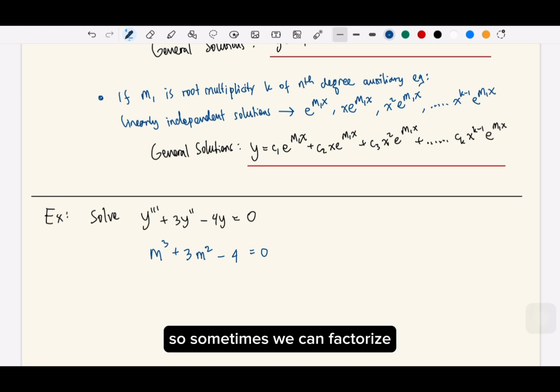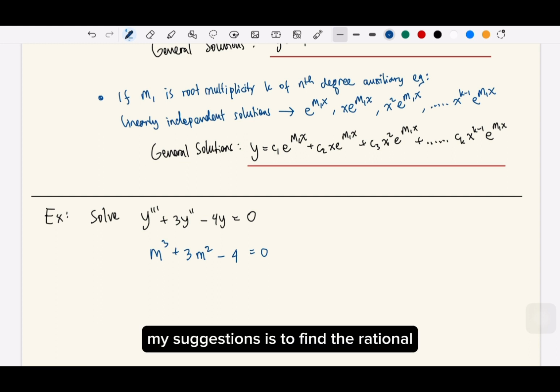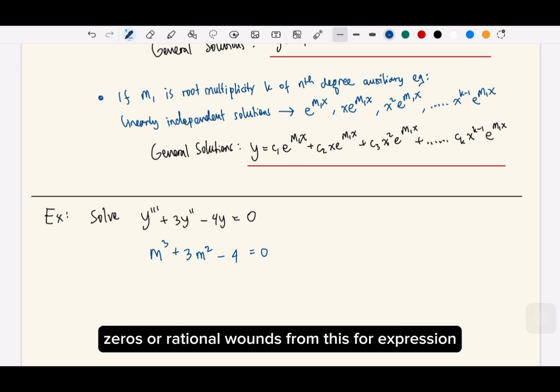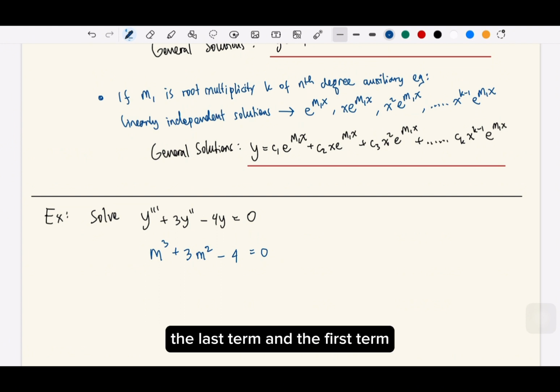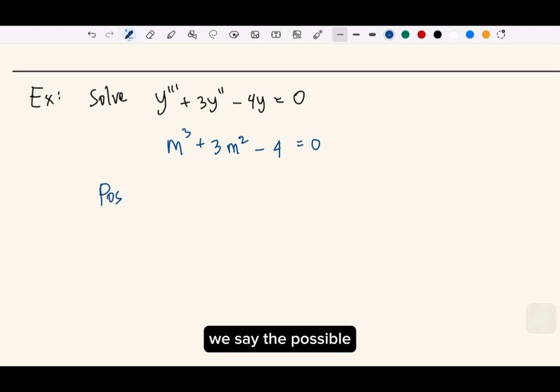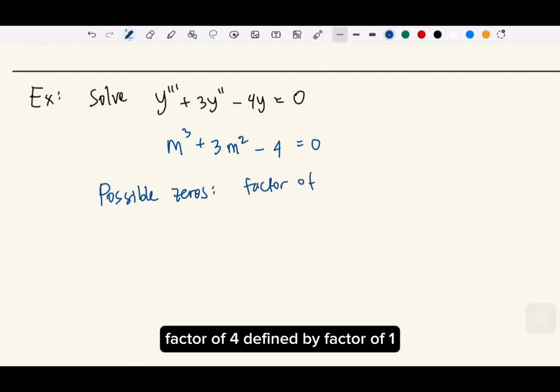So sometimes we can factorize, sometimes we need to think with some other method. My suggestion is to find the rational zeros or rational roots from this expression, the last term and the first term. Okay. So this is 4, this is 1. So the possible zeros will be factor of 4 divided by factor of 1.